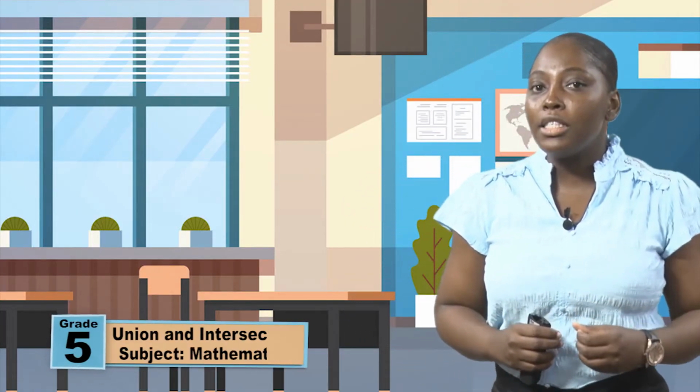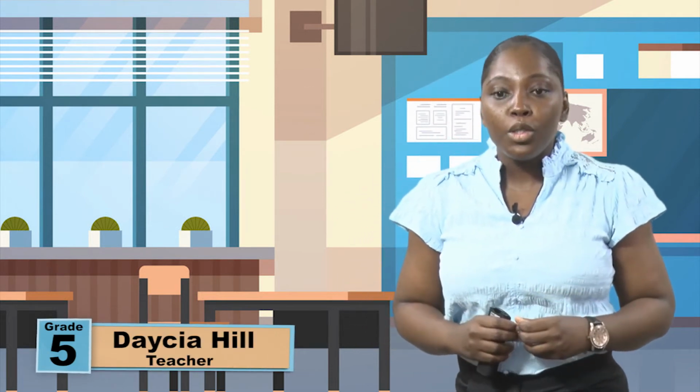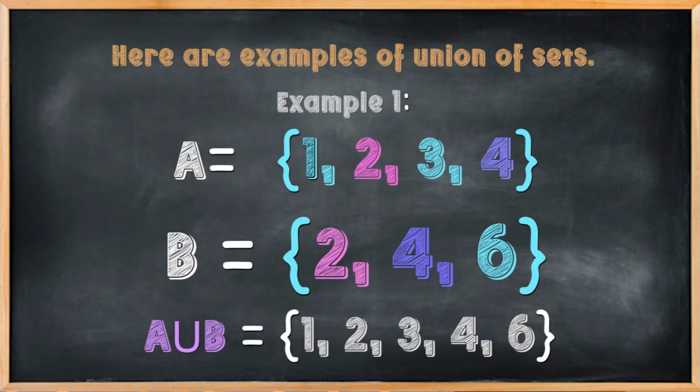Children, we must ensure that we include all the members of the two sets. However, we do not list a member twice. So if you notice, in set A, you have the members 2 and 4. Those members are also found in set B. When we are finding the union of the two sets, we do not list the members 2 and 4 twice.